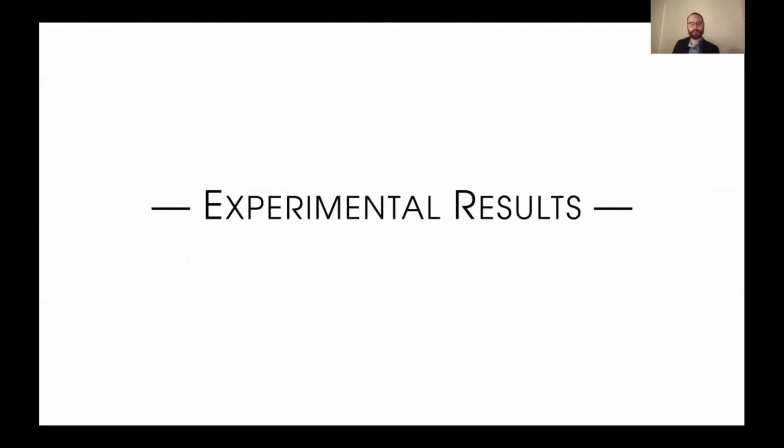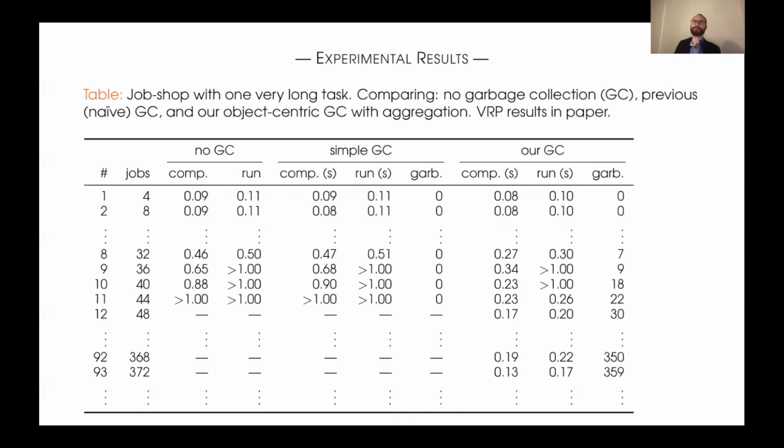Let's quickly look at some experimental results. So what do we see here? Well, we see a job shop scheduling problem with one very long task, right? So most of the tasks are a few time units, and the one task is huge, takes a bunch of time units. Okay, this really shows the really good things with these named object sets. Right, so if we have no garbage collection, we can see we can handle up to 44 jobs, 11 instances, and then we die, right?